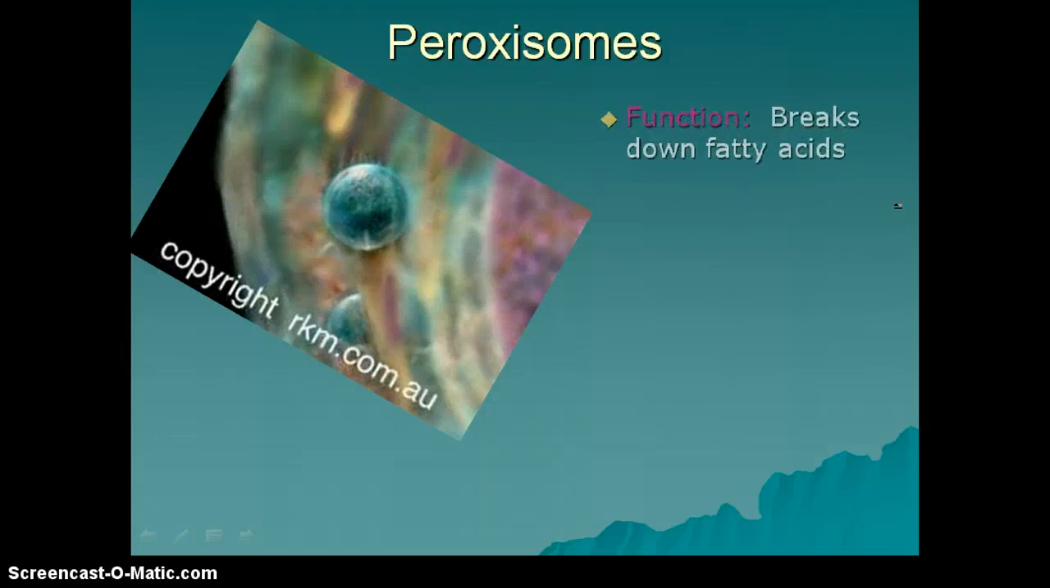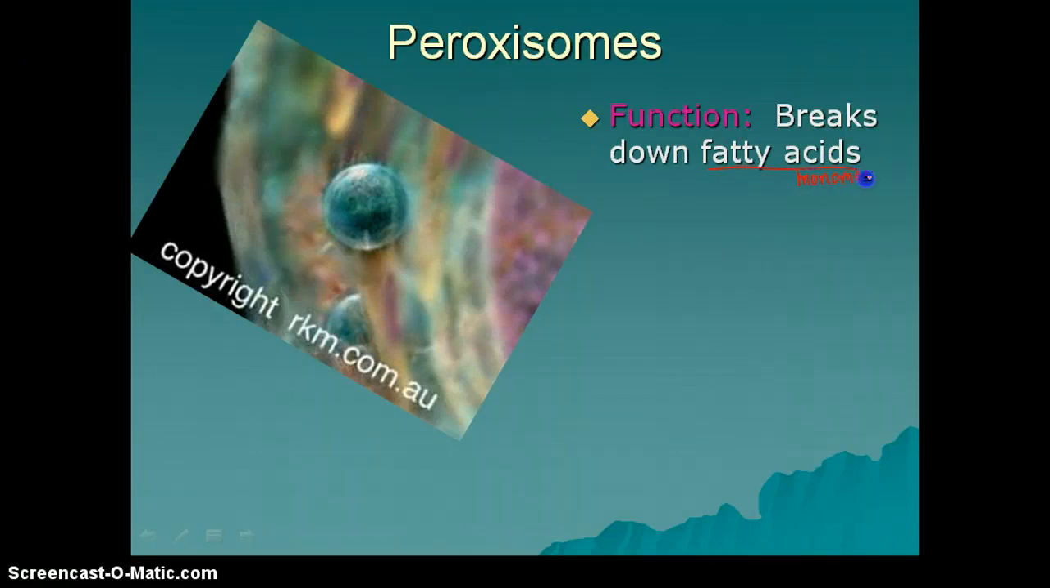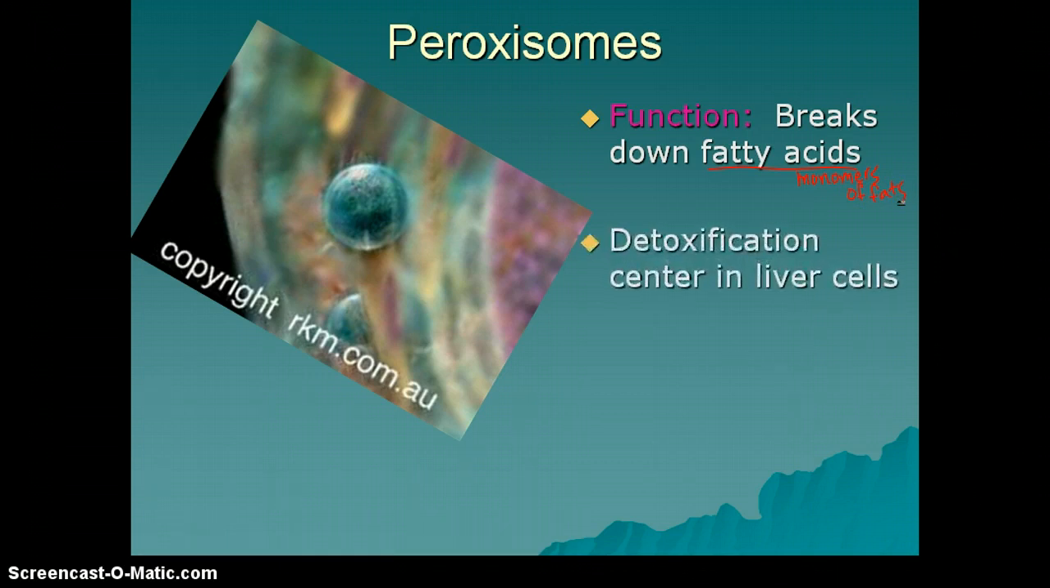They have a different function. They break down fatty acids, and so those are the monomers of fats. And these are found in significant number in liver cells because they help to detoxify or they break down these fatty acids.